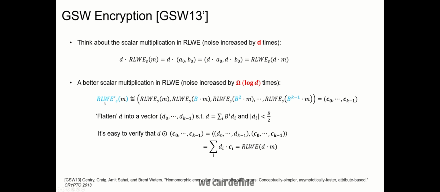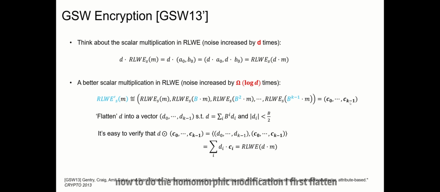The answer is yes. We can define a new extension of the ring LWE ciphertext as ring LWE prime, which is defined as a number of ring LWE encryptions. We not only encrypt the message M itself, we also encrypt B times M and B squared times M up to B to the power K minus 1 times M. For simplicity, I denote this one as a vector of Ci, where each Ci is a ring LWE encryption.